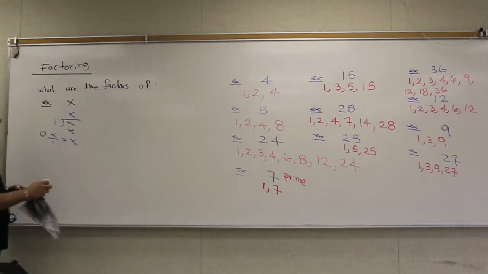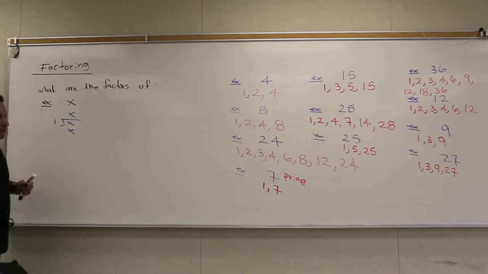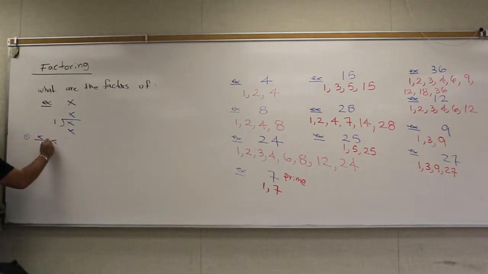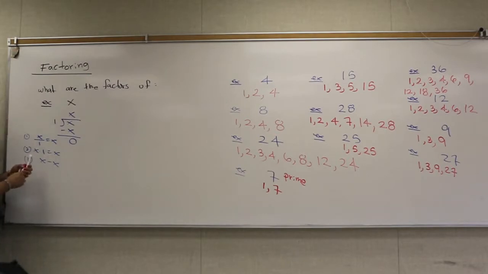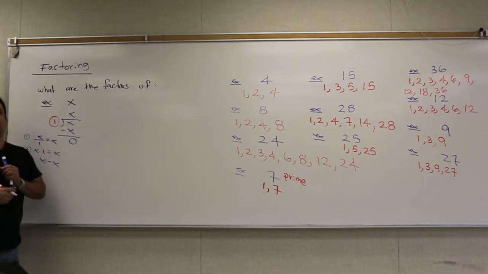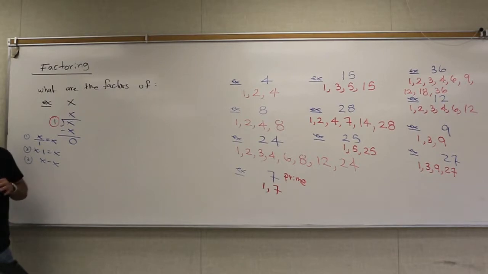I just want to point out, you did this before. x over 1 is x. This was my quotient. I put my quotient up here. Step 2, multiply. x times 1 is x. And then what's step 3? You subtract. What's my remainder? You know what this means? 1 is a factor of what? Of x. Okay, you guys with me on this? 1 is a factor of x.